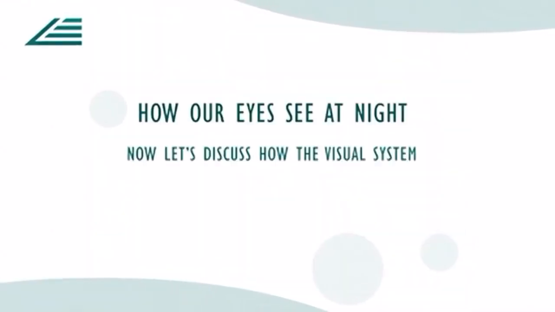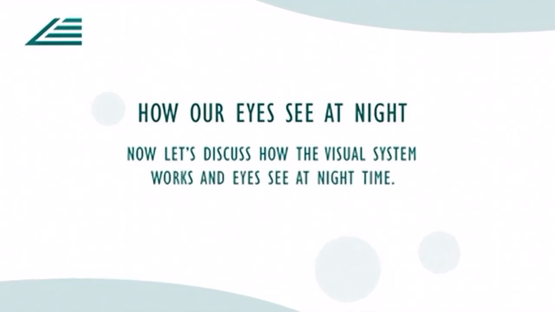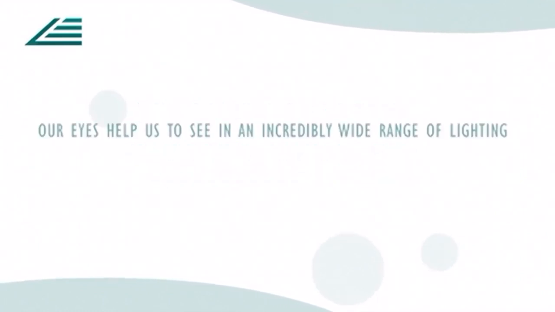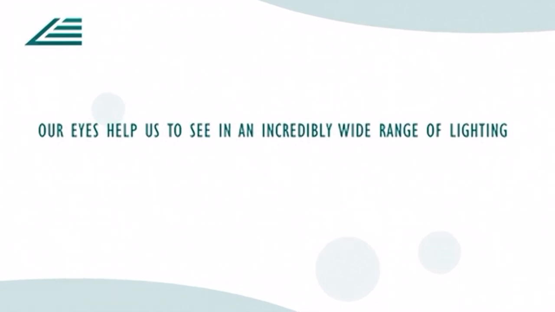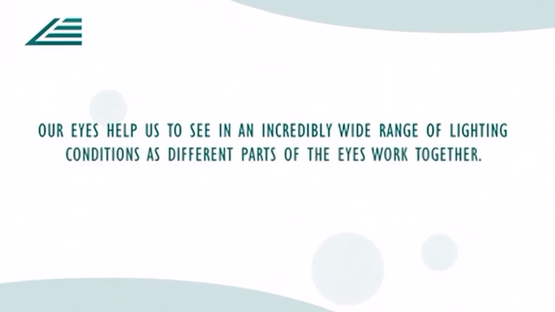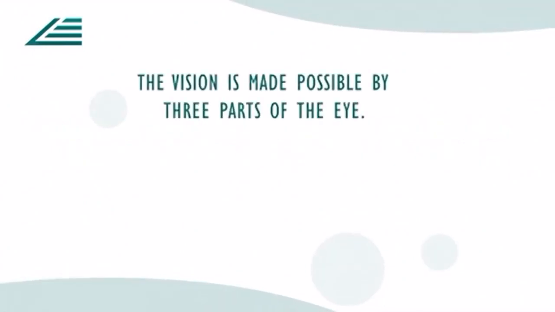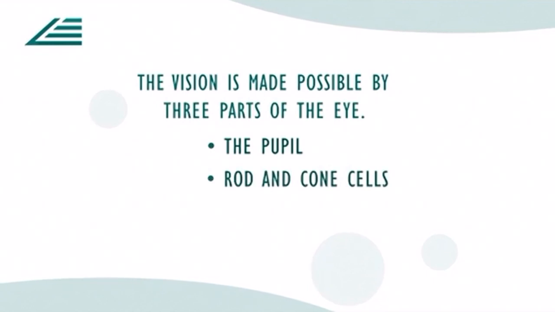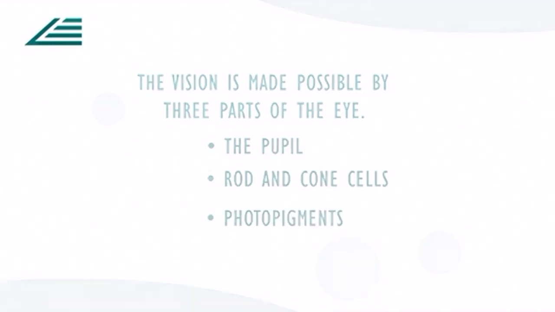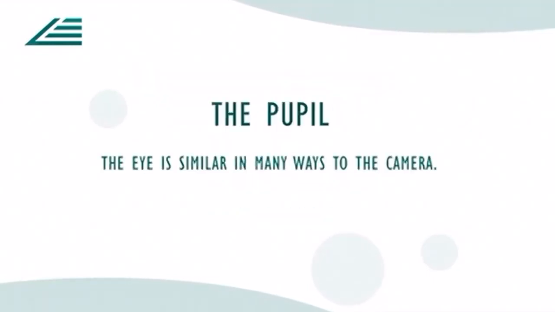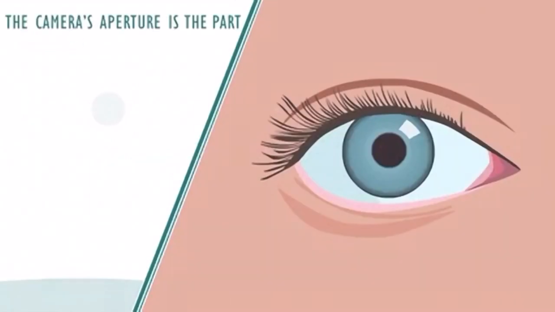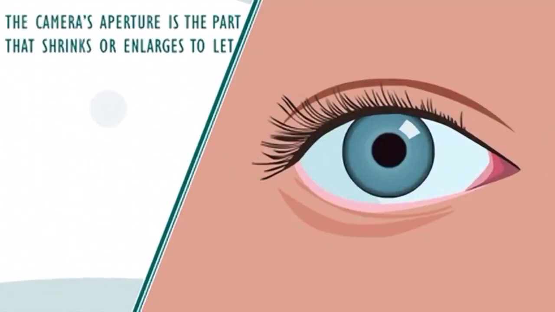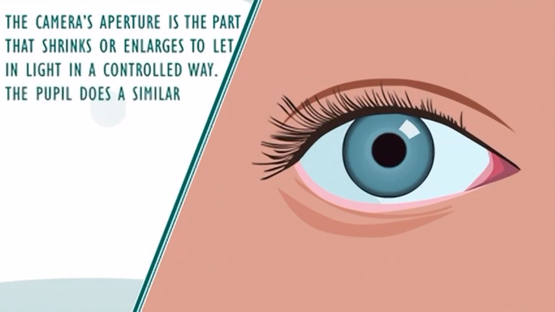Now let's discuss how the visual system works and how eyes see at nighttime. Our eyes help us to see in an incredibly wide range of lighting conditions as different parts of the eyes work together. The vision is made possible by three parts of the eye: the pupil, rod and cone cells, and photopigments. The pupil. The eye is similar in many ways to the camera. The camera's aperture is the part that shrinks or enlarges to let in light in a controlled way. The pupil does a similar function.